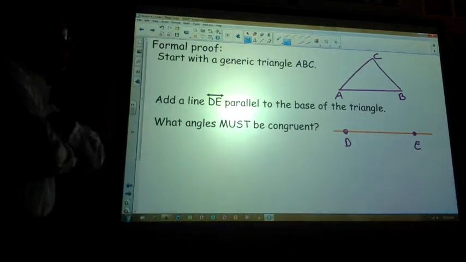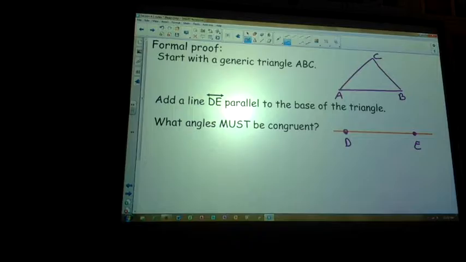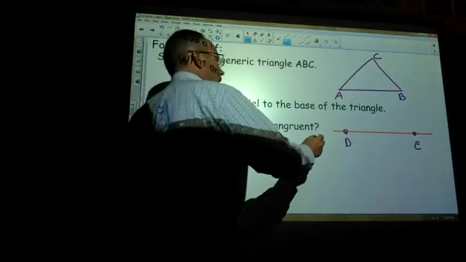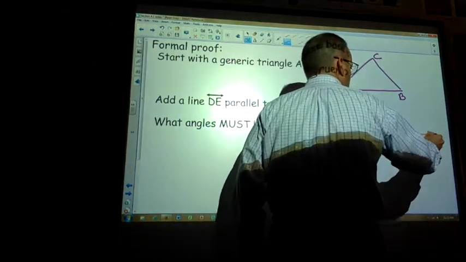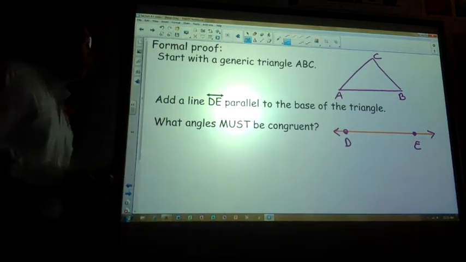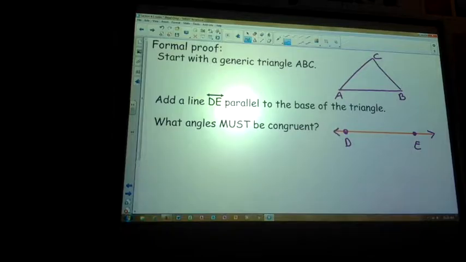Seem okay? Close enough to have AB and DE being parallel to each other? And I guess I should put an arrow at each end because they wanted a line, so it's going infinitely. What angles must be congruent?